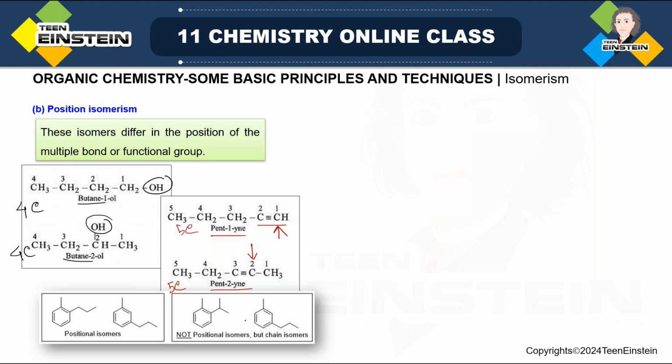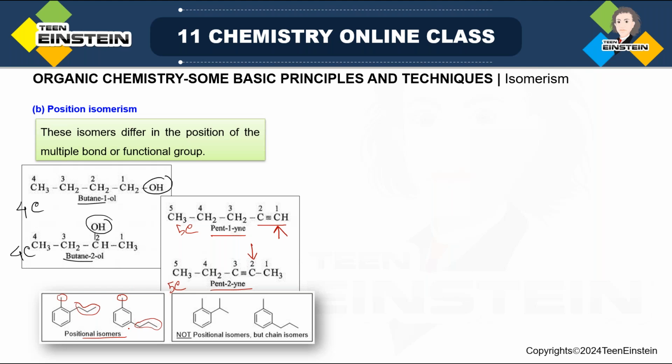Now one more example you can also consider. Here we have a benzene ring and a 3 carbon chain at the 2 position if you consider methyl at 1. But in the second molecule, the position of methyl is intact. Now this 3 carbon chain is changed. So you can consider it as a positional isomer.